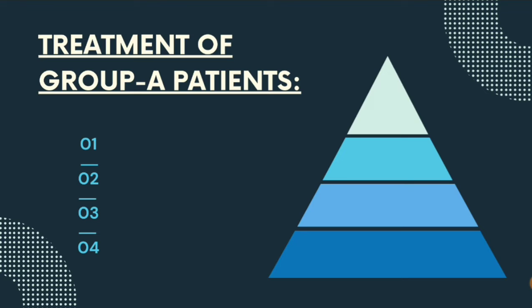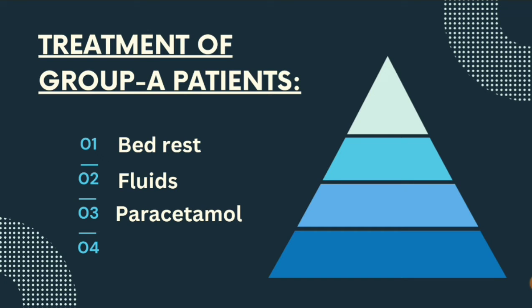Now let's discuss the treatment of Group A patients. This includes bed rest, plenty of fluids in the form of ORS and coconut water, but avoid excessive plain water in order to avoid hyponatremia, and paracetamol for high-grade fever. Tepid sponging if the patient has high fever. Tap water, not ice cold water, is recommended to avoid vasoconstriction of blood vessels of the skin.